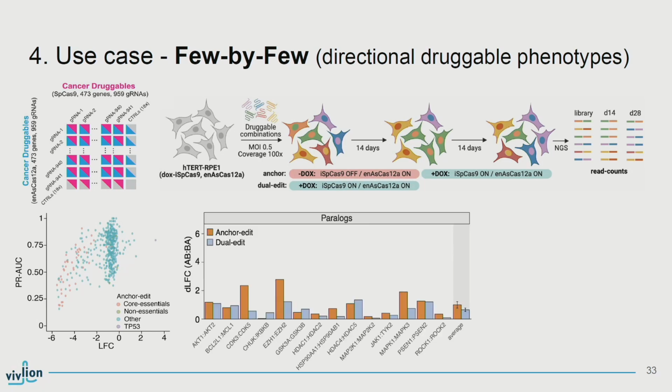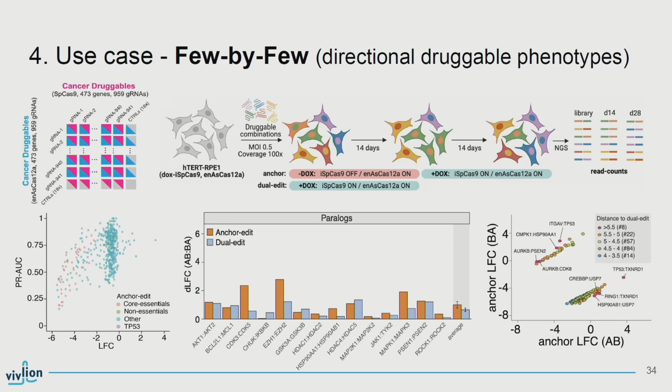Then what we do is first we look at the genes where we do not expect a directional phenotype, which are paralogs. In this case, what we show here is the delta between the log fold change in an anchor edit, meaning directional screen, versus the dual edit screen. And you see that for the most part, they're very similar in their effect. So there is no directional effect. But we can focus on genes, and this is now looking at the ones that have a very big delta, that have a very strong effect.